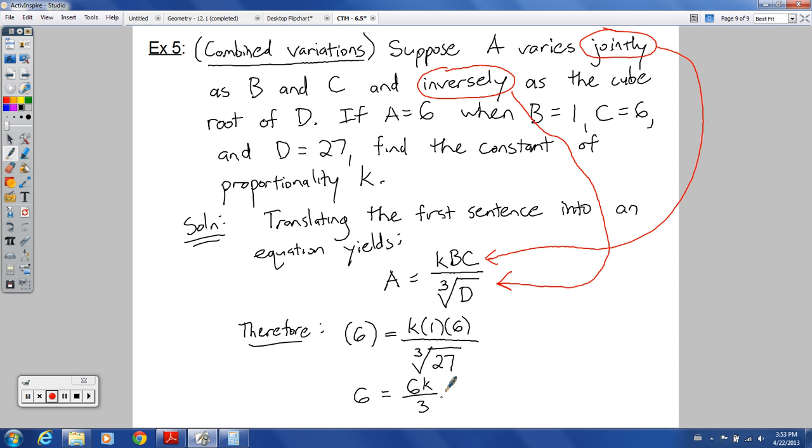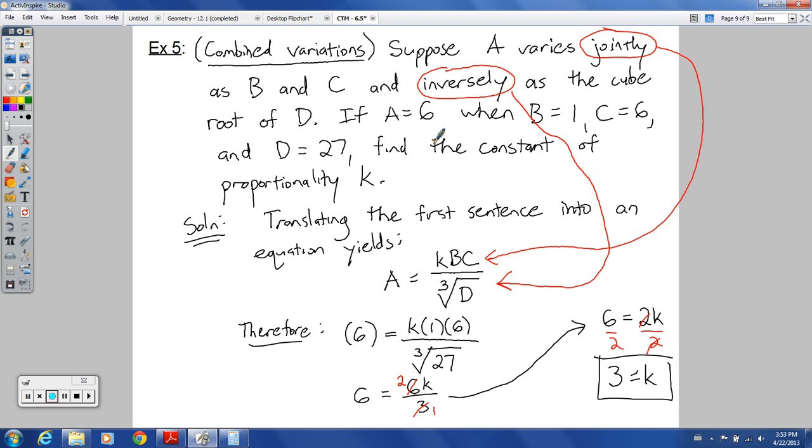And so from here, I'm running out of space, so I'll continue this over here. I could reduce that right there. I could have also multiplied by 3 and reduced later, but this I could say is a 2, and this is a 1. Therefore, I've got 6 equals 2k. And then finally, I can divide both sides by 2, here and here. That'll get rid of that, there and there. And that gives me my constant of proportionality for this one, k equals 3. And that'll do it for this lesson.